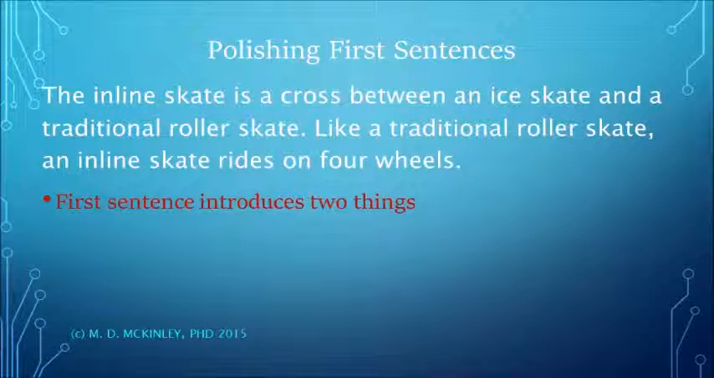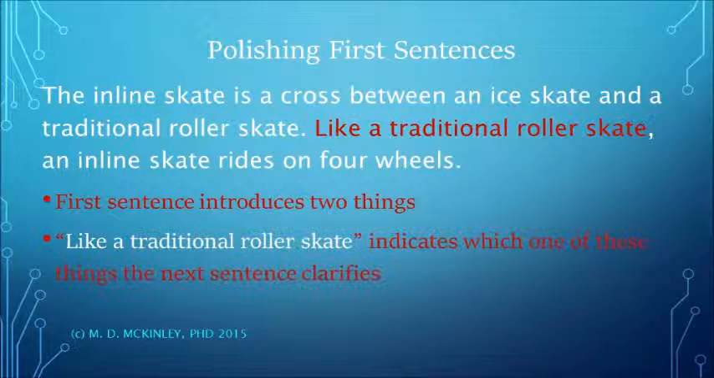Since the first sentence introduces 2 thoughts, that the inline skate is a cross between 2 things, the next sentence needs to clarify which thought it is addressing. It does this with its opening phrase, "like a traditional roller skate." This opening phrase is what we used to gently guide the reader into the thought presented in the second sentence.